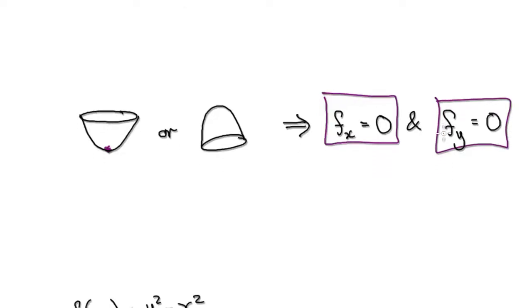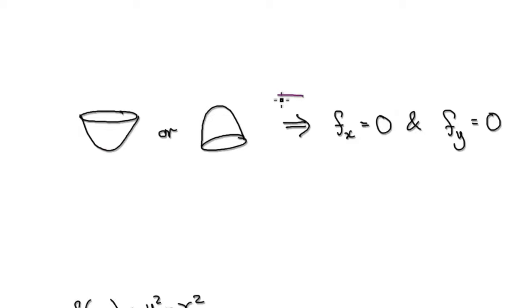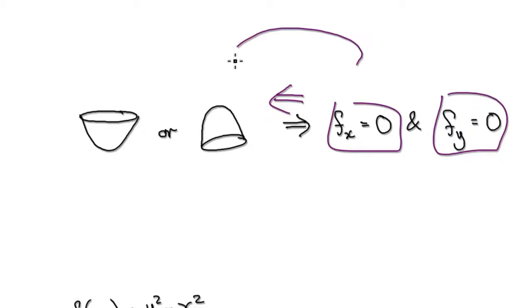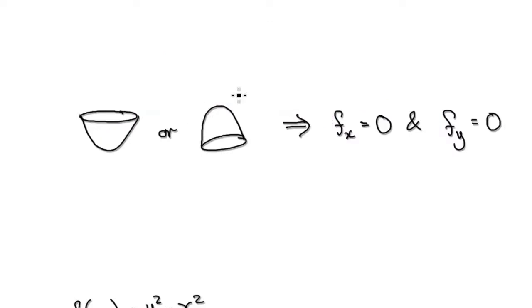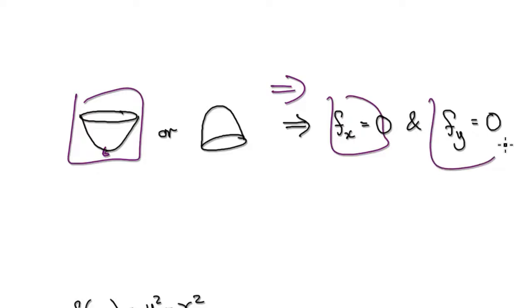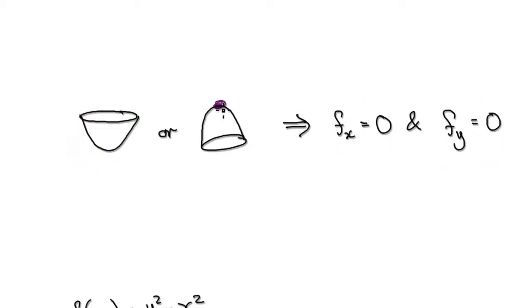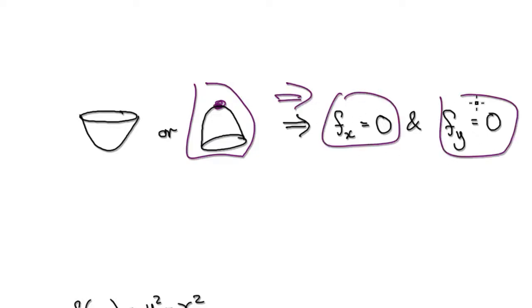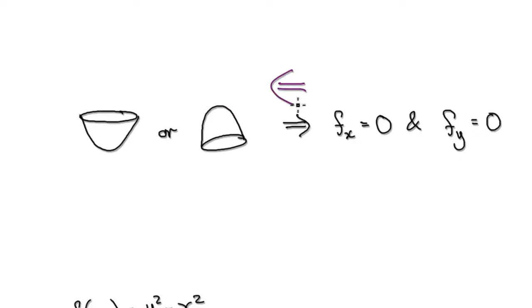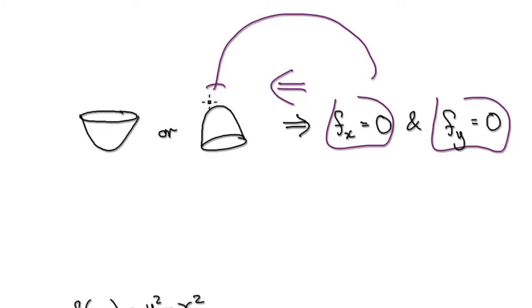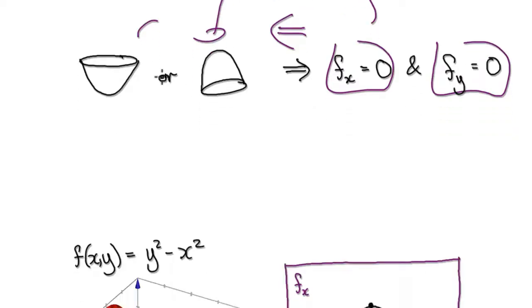Okay, and be careful, because the inverse is not true. If this is 0 and this is 0, it doesn't automatically imply that it's a local maximum or a local minimum. Going this way is always true. If you're at a local maximum, then this would be 0, this would be 0. Or if you're here, then it also automatically implies that this is 0, this is 0. But going the other way is not true. If this is 0 and this is 0, it doesn't automatically imply it's one of these two, because it could be a saddle point.